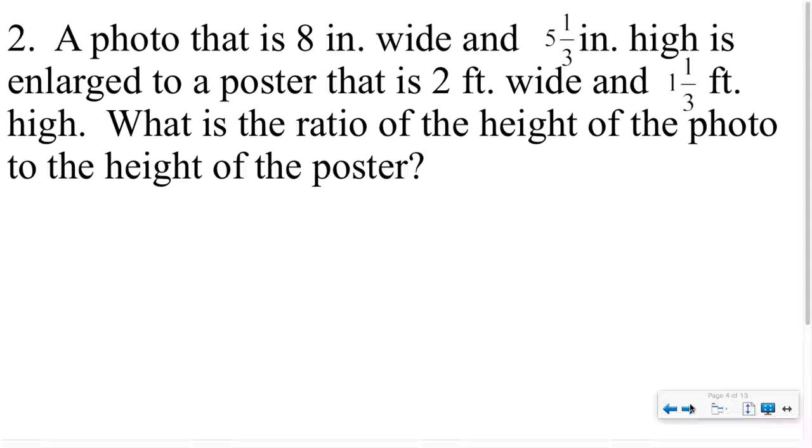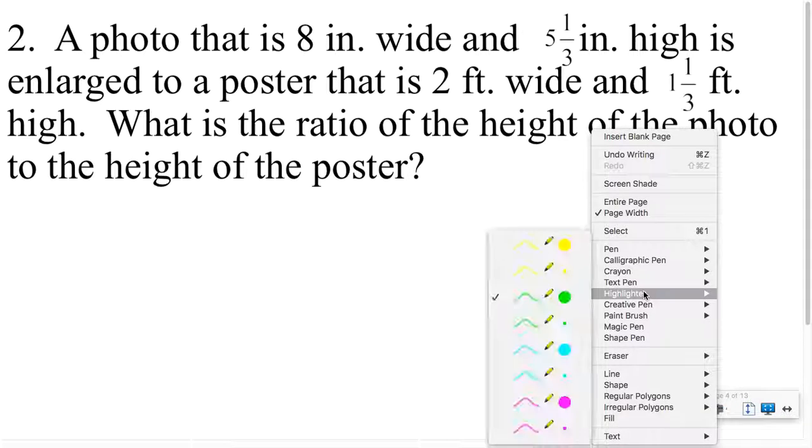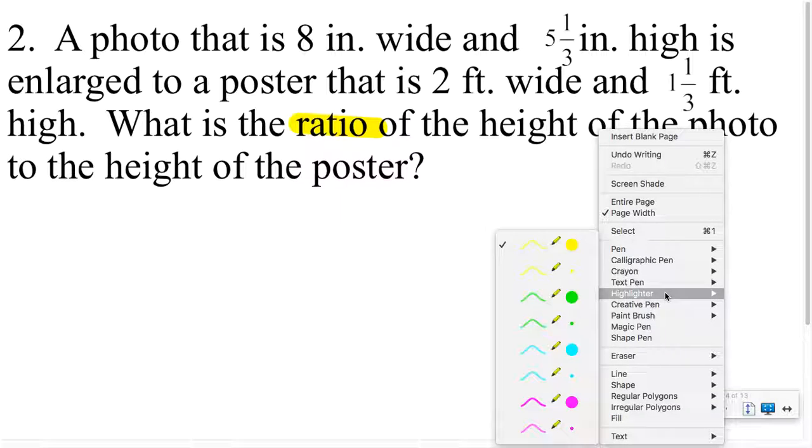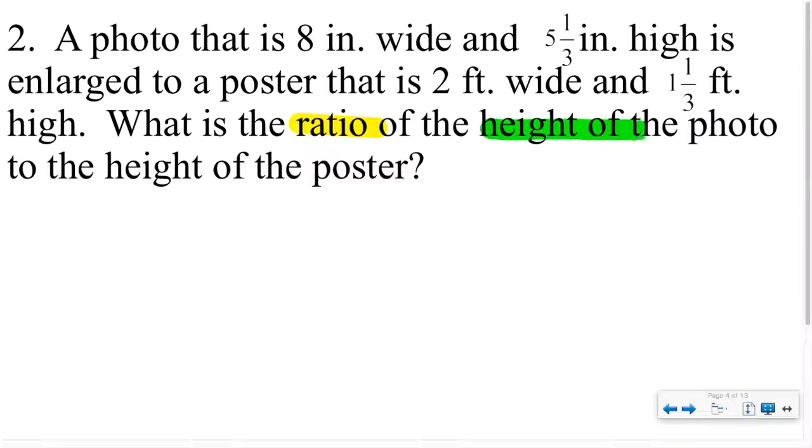A photo that is 8 inches wide and 5 1/3 inches high is enlarged to a poster that's 2 feet wide and 1 1/3 feet high. What is the ratio of the height of the photo to the height of the poster? Okay, so what is the ratio? Think fraction. I'm going to write a fraction. And then you have to read carefully what they're asking here for. The height of the photo to the height of the poster.